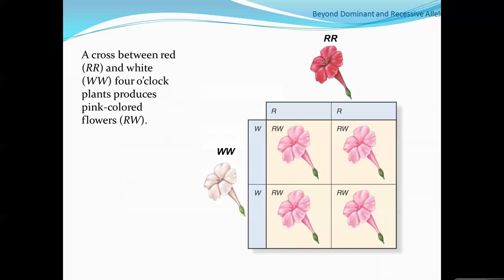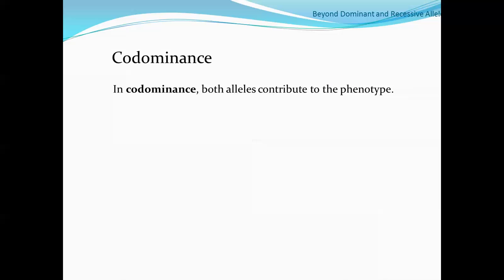Our example is what's called a four o'clock plant. We have two different types here, a red and a white, and you notice how neither one is lowercase because neither one is dominant nor recessive. When we cross red and white, we don't get red and white flowers. We get pink. We get all pink. That is showing that our two alleles mix with one another in incomplete dominance. So we have red and white making pink. That's incomplete dominance. Think of it as a mix.